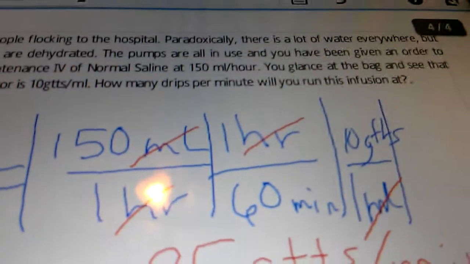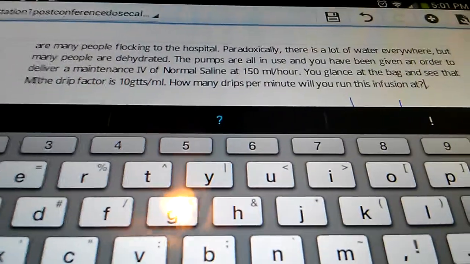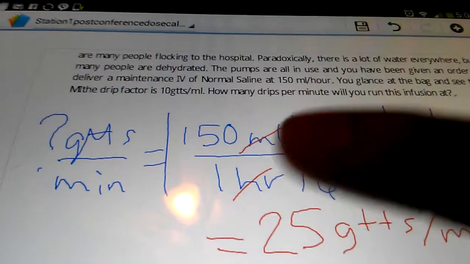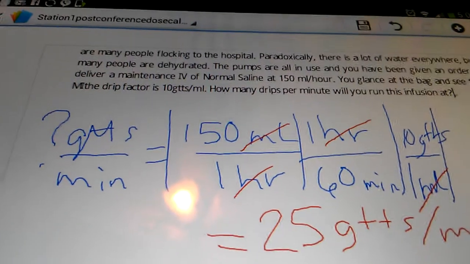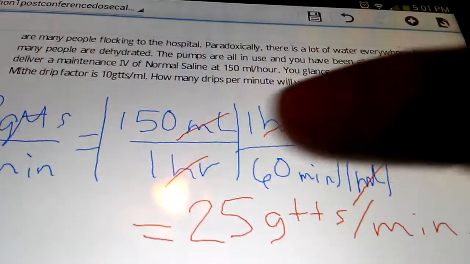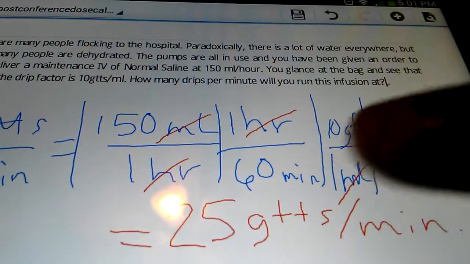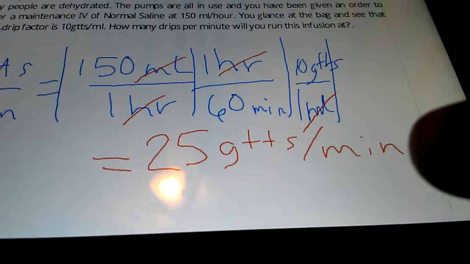Again, I start by saying how many drips per minute, because that's what I need to know. Well, I know I've got 150 mils per hour. That's the rate. I need to convert hours, so I've got the minutes down here, and I need to convert mils to drips. Now I can cross out the mils and cross out the hours, and I have drips per minute, which is what the question is asking. So 150 divided by 60 times 10 is 25 drips per minute.